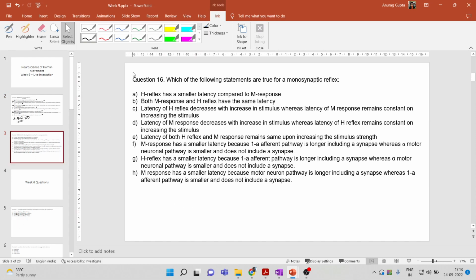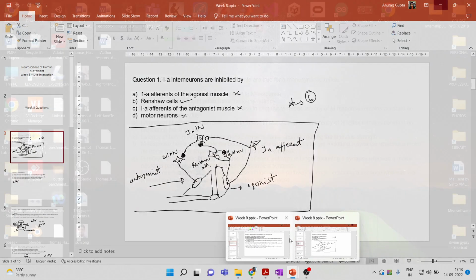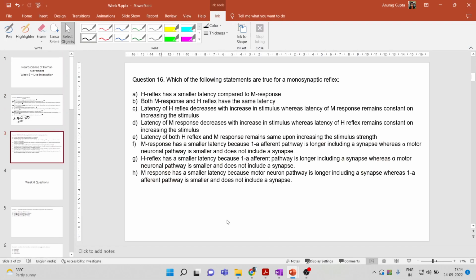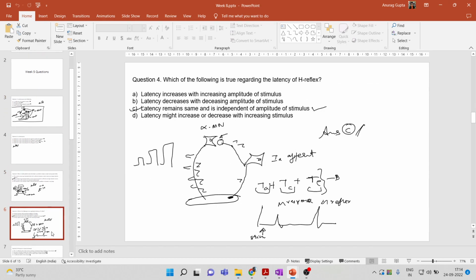Okay, going on to the next question. Which of the following statements are true for a monosynaptic reflex? We have seen these reflexes, the H reflex and the M reflex, in the previous class.